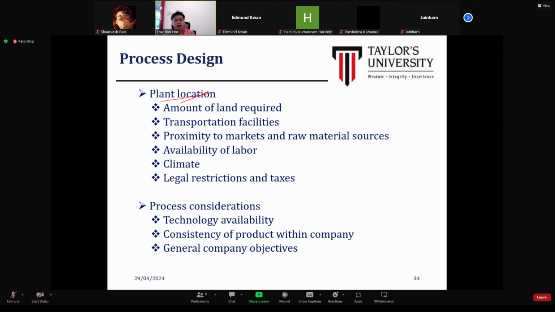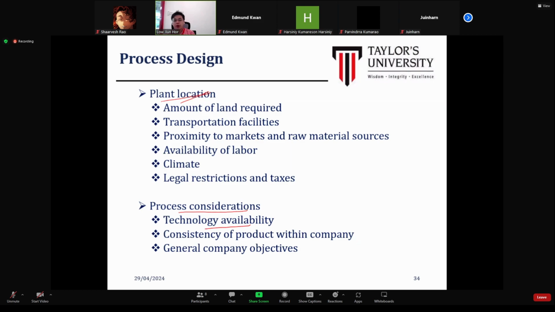Beside that, you also need to consider the process consideration. Okay, the process that is involved in the technology. For example, for the selected technology, is the technology available in the market?